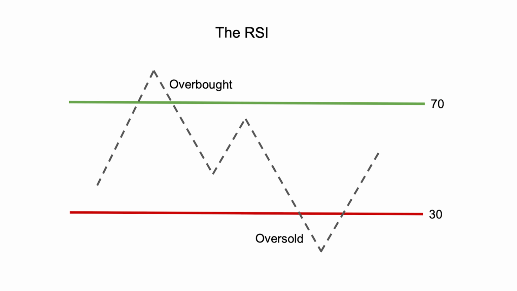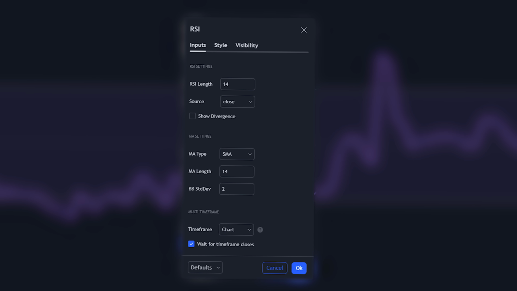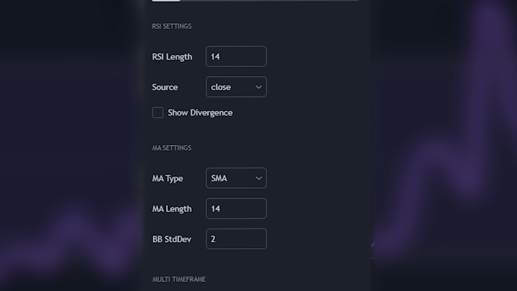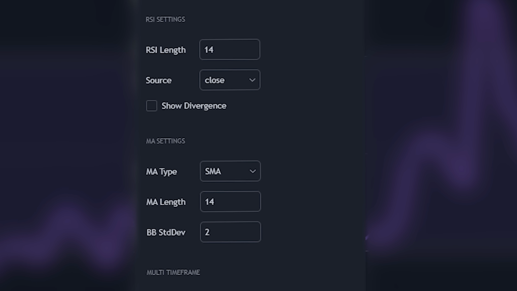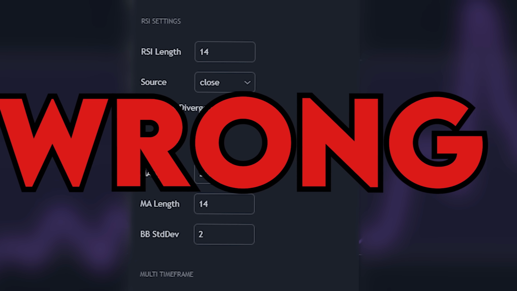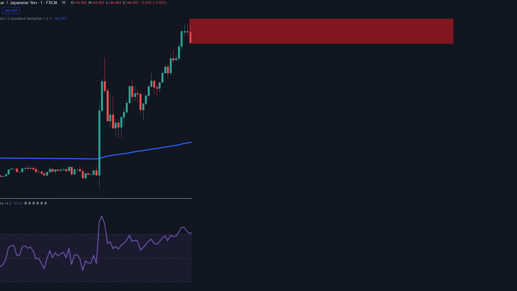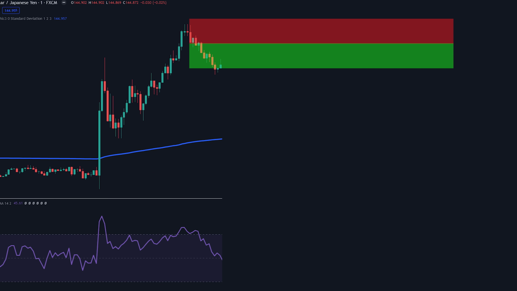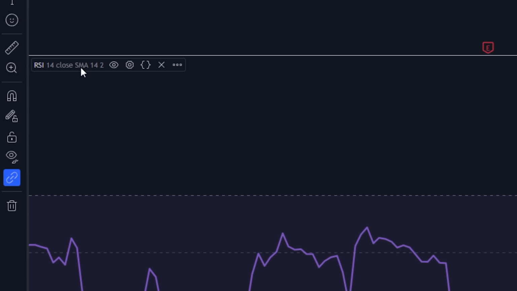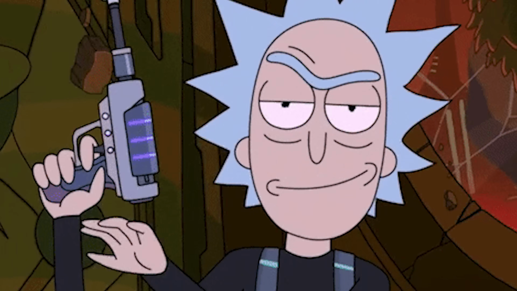But what if I told you this is the completely wrong way to use this indicator? And what if I also told you the default settings for the RSI that everybody uses are actually not the best settings? Well, I'm gonna show you how to actually use this indicator correctly, and I'll also go over the most optimal settings for it. Let's get straight into it.